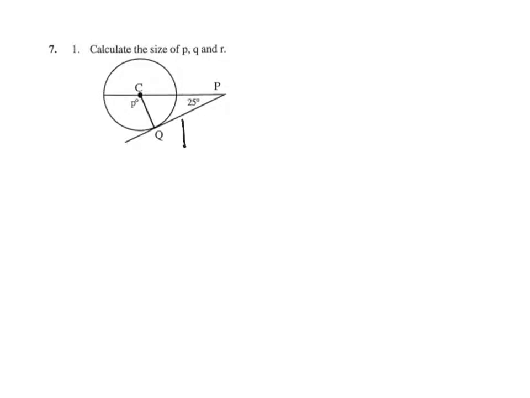This line here is a tangent to the circle, and a tangent to the circle meets the radius at the point of tangency at 90 degrees. So we can work out this angle. It's 90 take away 25, that's 65 degrees.